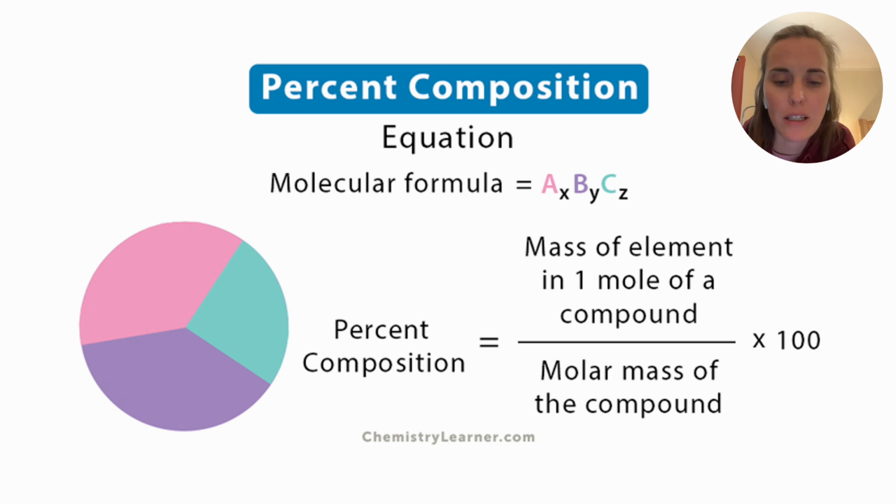If you wanted to see the equation written out, the percent composition equals the mass of that one element over the total molar mass of the whole compound, so all the elements in the compound's mass combined, times 100, which will give you your percentage. When you add A, B, and C's percents together, you should get a total of 100%.